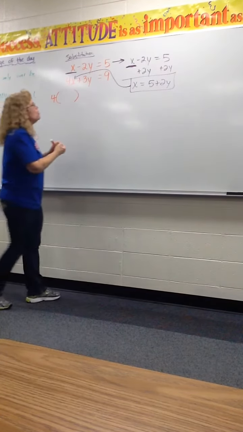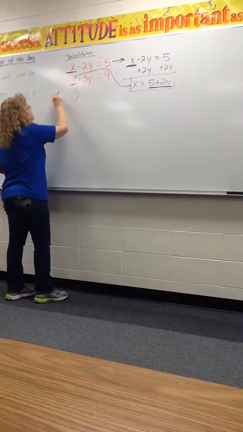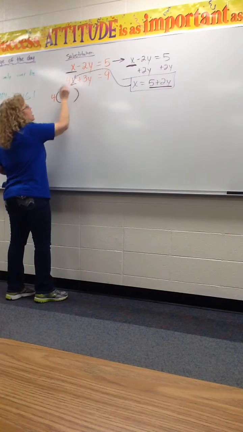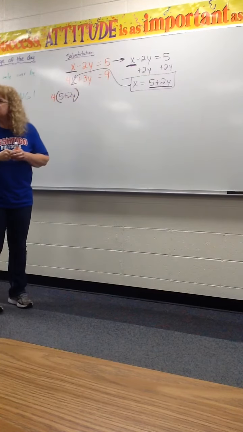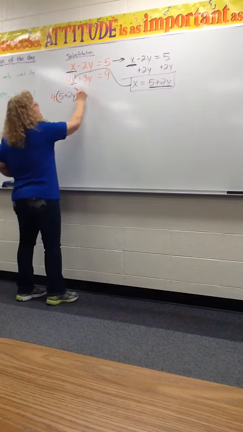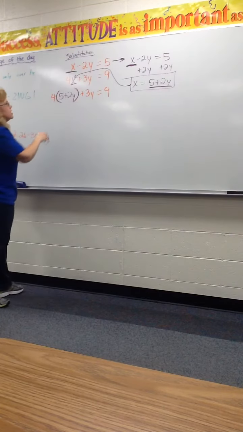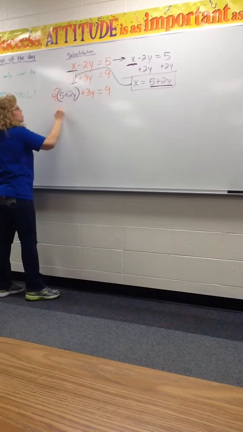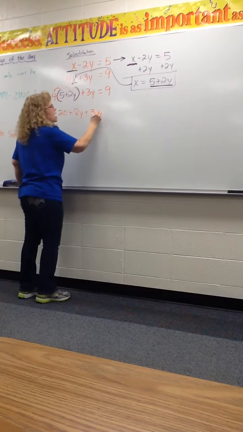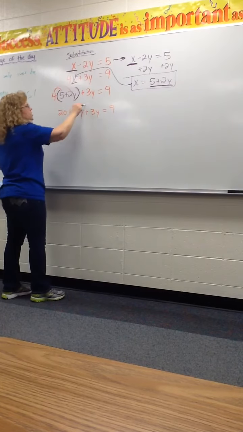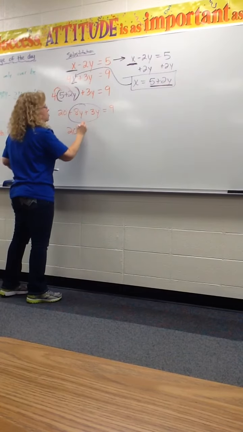So I have 4x. But over here, this x, what is it equal to? 5 plus 2y. So in place of the x right here, I'm going to put what it's equal to, 5 plus 2y. Right? And then I still have all the rest of that, plus 3y equals 9. And then I'm just going to work it out. You should have an equation with just one variable now. So 28y, and then I have plus 3y. What should I do next? I think I'm going to do those, like terms. 8y and 3y.